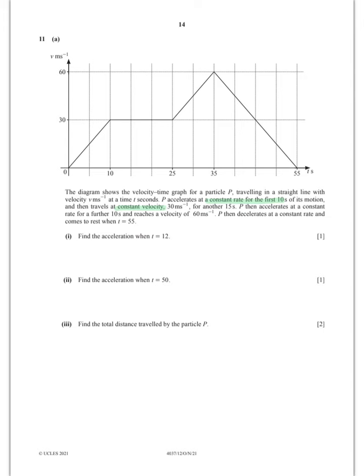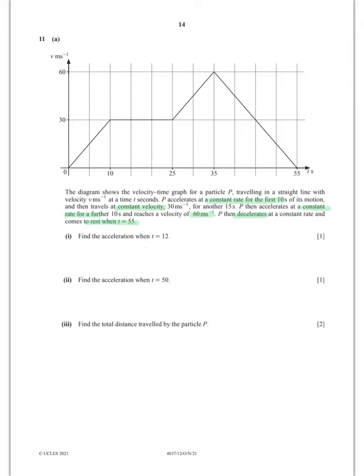After that, for another 15 seconds, P then accelerates at a constant rate for a further 10 seconds and reaches the velocity of 60 meters per second. P then decelerates at a constant rate and comes to rest when t is equal to 55. Find the acceleration when t is equal to 12.